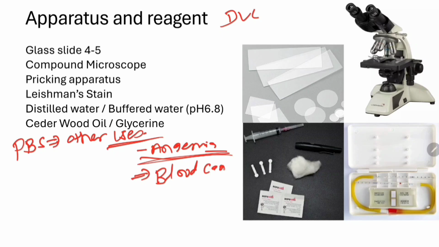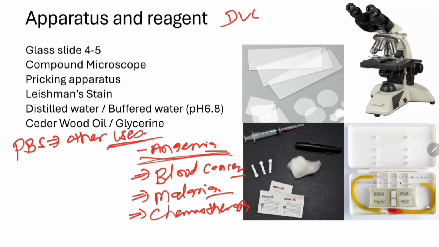Different types of blood cancer we can detect. Then we can also use it for malaria parasites in infected RBCs. Inside the RBC we can detect the malaria parasite under the microscope. In cancer patients, after chemotherapy, we can check the effect of chemotherapy on the blood cells.